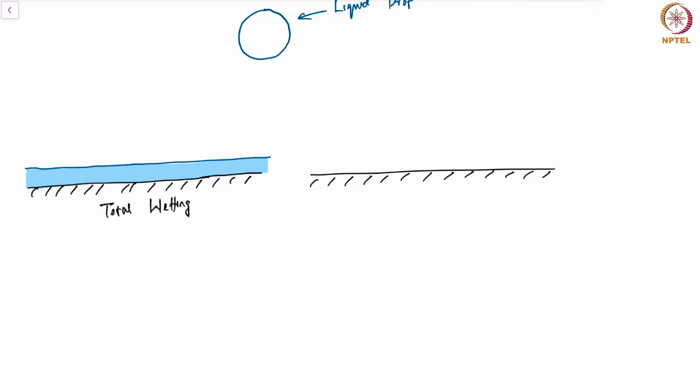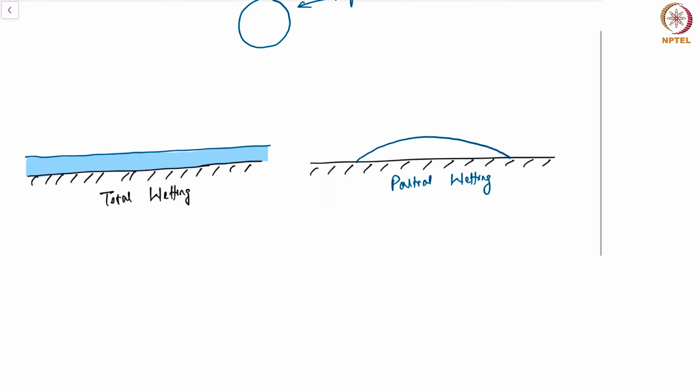You could also have a situation where the droplet doesn't fully wet the surface, but then forms a sessile drop on the surface. This is referred to as partial wetting. Now in the case of total wetting, we have a thin film on top. And in the case of partial wetting, we have a sessile drop. Right? Now in the case of partial wetting, we also have a finite contact angle. You can call it theta e.